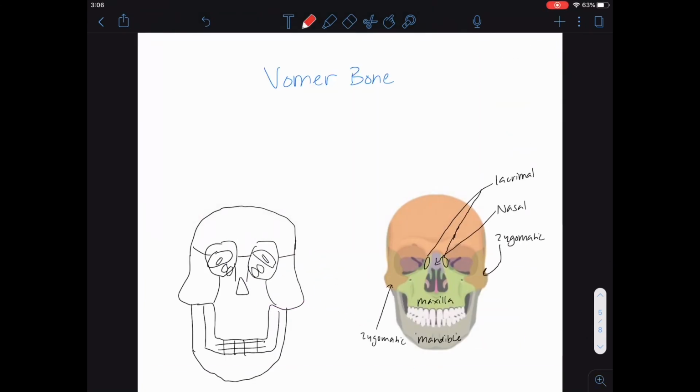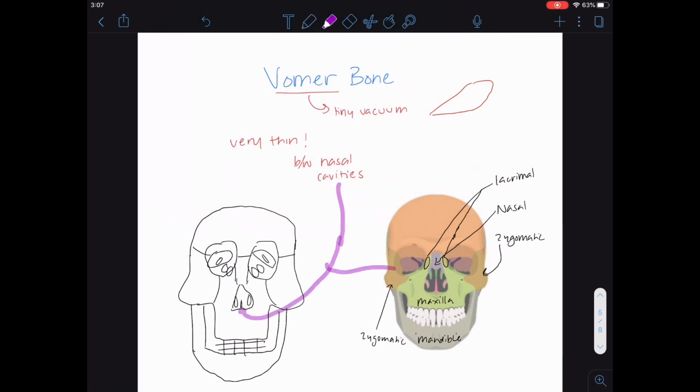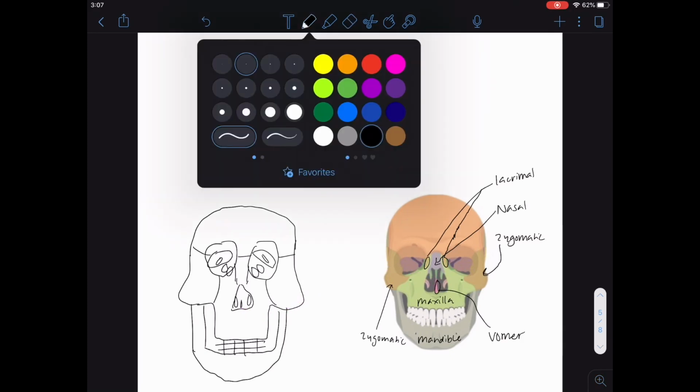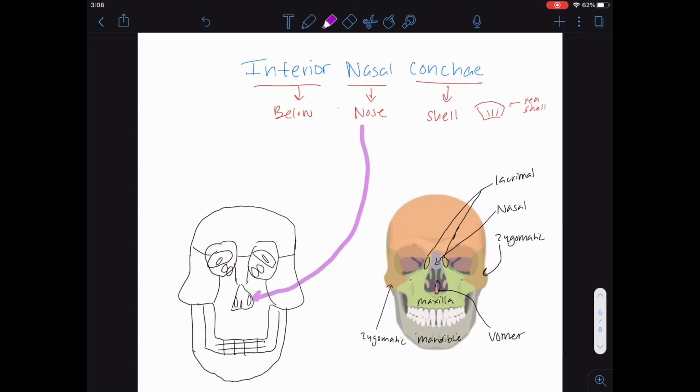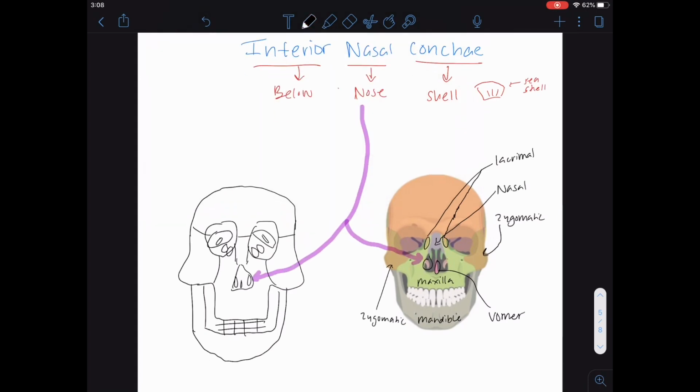Vomer bone, I think, looks like one of those portable vacuums, if it were to be very thin, so you know how it would look separating your nasal cavities. Lastly, inferior nasal concha. Inferior means below, nasal means nose, and concha means shell, like a sea conch. Therefore, you know it will be at the bottom of your nose looking like a shell. And that was the cranial and facial bones.